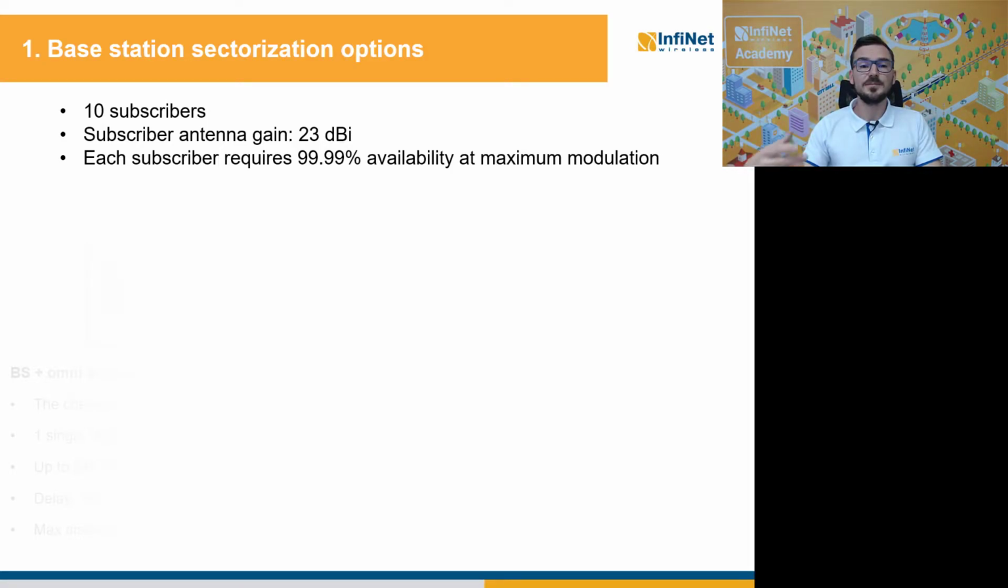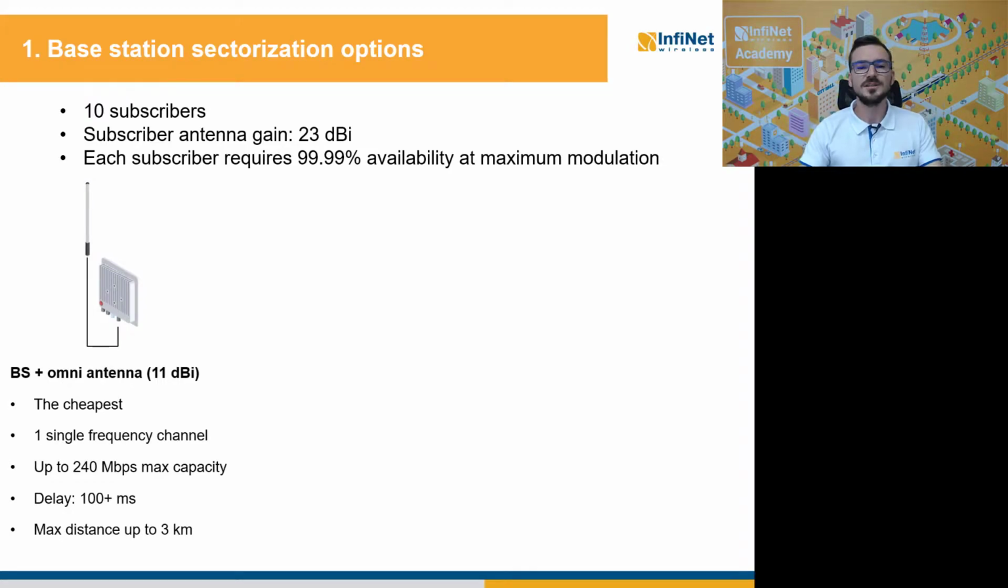For clarity, first let's define some additional conditions for the problem. Let's say that we have 10 subscribers. The gain of the subscriber device antennas is 23 dBi, and all customers must achieve maximum modulation and an availability of 4 nines. Our solutions for this task are as follows.